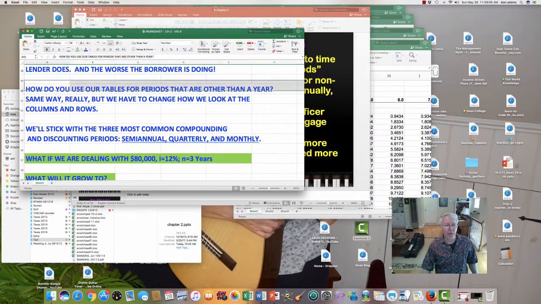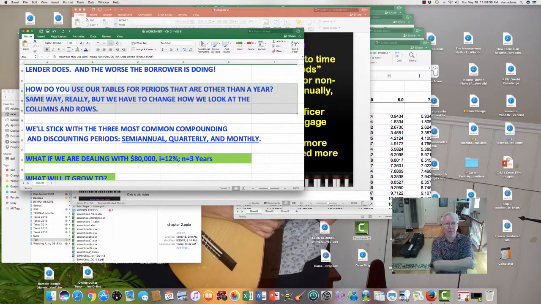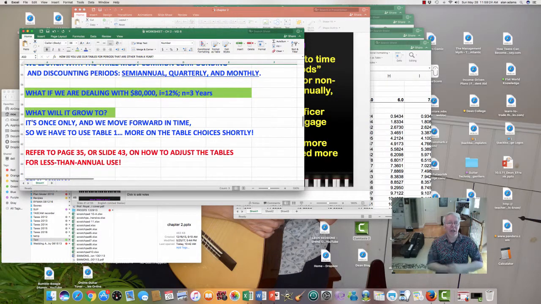So now let's look at this question here, friends. How do you use our tables for periods that are other than 1 year? You do it the same way as we've done for 1 year, but all you have to do is change how you look at the columns and the rows. For our example, highlighted in green here, we're dealing with $80,000, 12%, 3 years. Now, I'm not sure if I'll get it into this lecture or the next one, but I'm going to show you a couple of secrets on which table to use. For now, we're going to say, what will this money grow to?